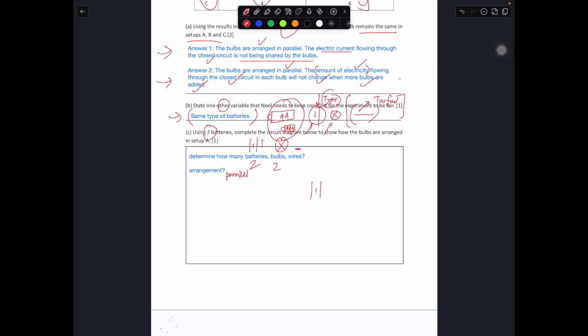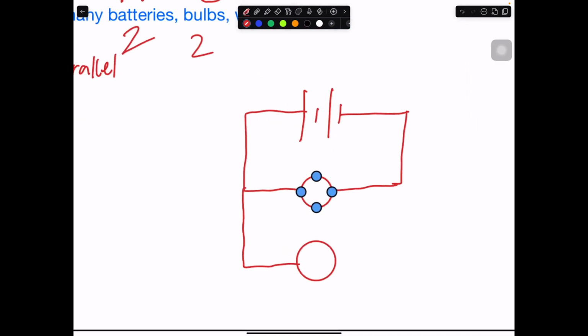Okay, battery first, draw the battery. So it's in parallel, right? So maybe I'll just draw this straight. Okay, so then you draw one more. Okay, maybe I draw it nicer. Okay, I'm going to draw it as close as I can to a circle.